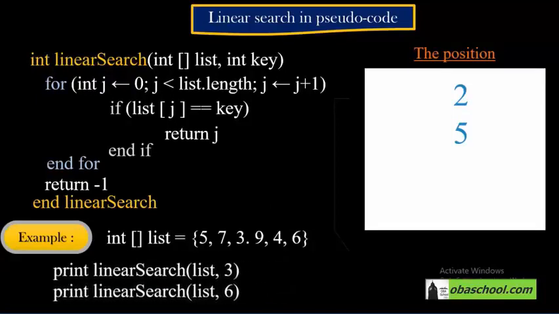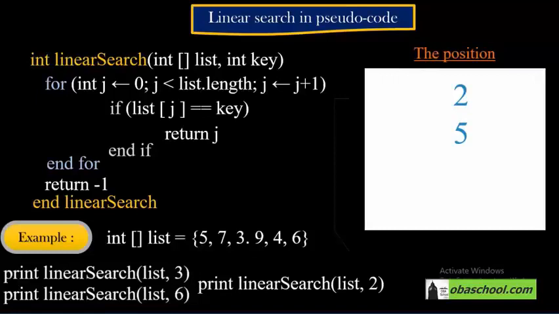Let's see one more example. Print linear search list 2. What do you think the answer for 2 is? Now, if you look at the list, you can see that we do not have number 2. So when we are searching for a number that is not in the list, then the answer will be -1, because here we programmed it to return -1. So it searched for number 2 and it couldn't find it in the list, and we coded it to give us -1 as the answer if it couldn't find the number in the list. So as you can see, the answer is -1.